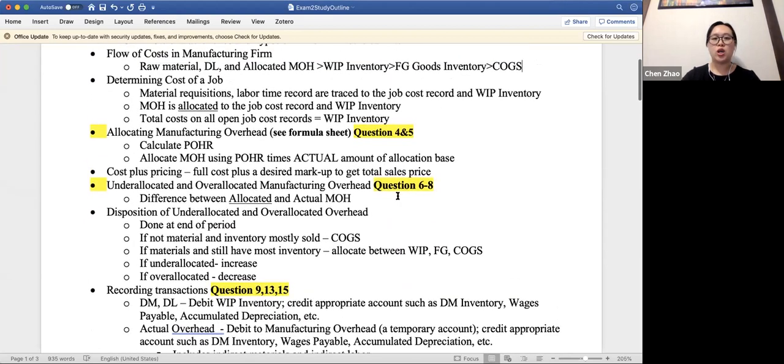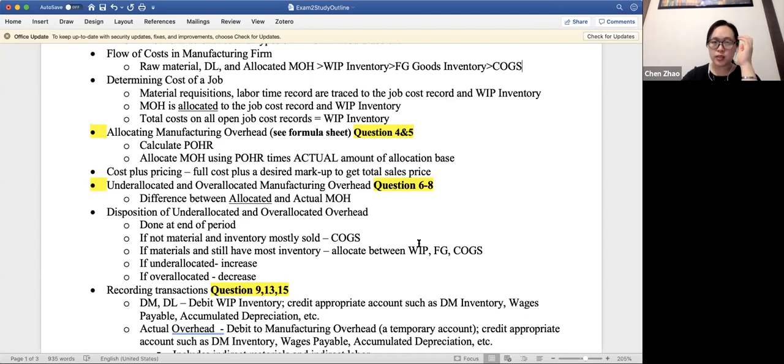Determining the cost of a job, and actually the most important thing in chapter 3, job costing, is to figure out how to do manufacturing overhead. So basically there are 3 different kinds of product costs: direct material, direct labor, and manufacturing overhead. Direct material and direct labor are very easy to recognize. You just look at how much material you use, and then the direct labor hours and their hourly rate. But for MOH, we do an allocation, okay?